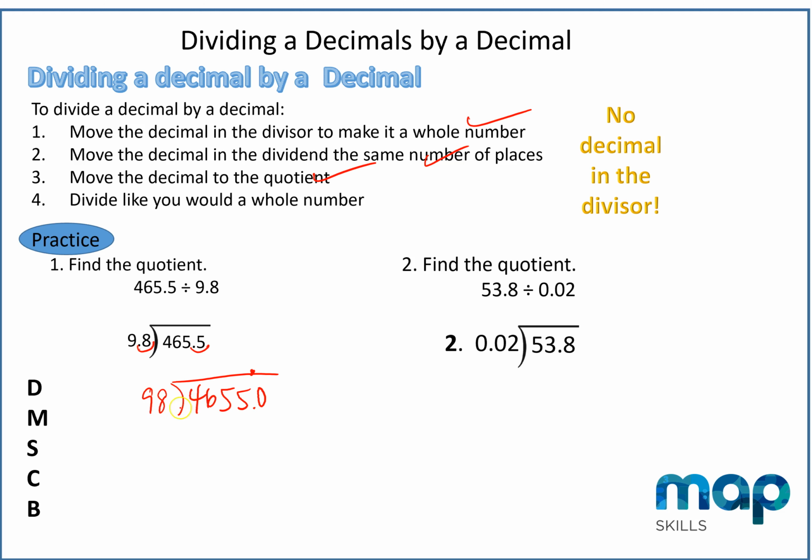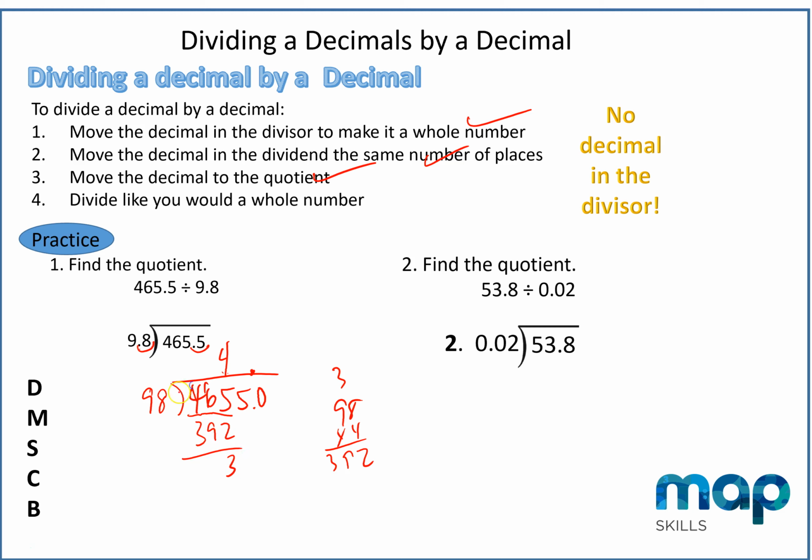So 98. There are no 98s in 4, 46. There are in 465. So we're going to put our number right about here, above the 5. I don't remember what that was. I think it was about 5? Let's try 5. I believe it was actually 4. So 98 times 4, 32, 36, 39. So we put the 4 above the 5, because we don't want to have it in the wrong place, it'll throw off our answer.